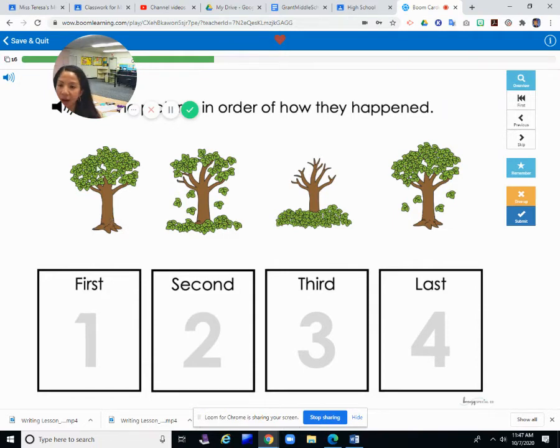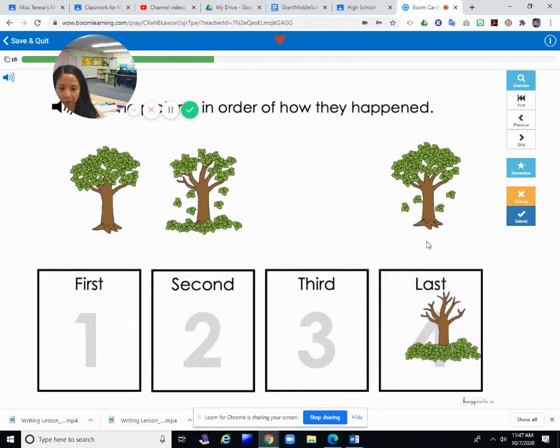Okay, so here's the tree with all of the leaves on it. None of them are falling. Here's a tree with most of the leaves falling, but some of them still on. This tree has all of the leaves off. And this tree has a few leaves falling. Which one do you think would go last? Do you think maybe the one that has all the leaves falling off? Maybe. Let's put it there.